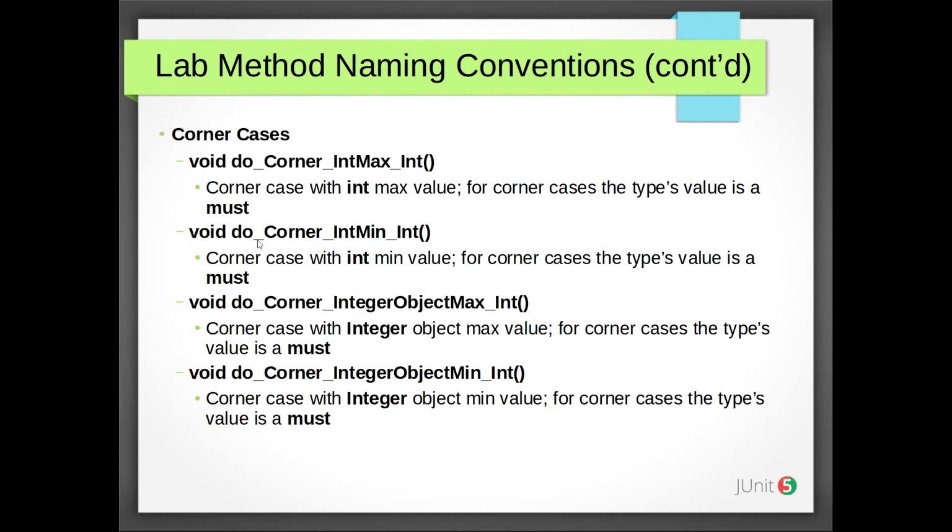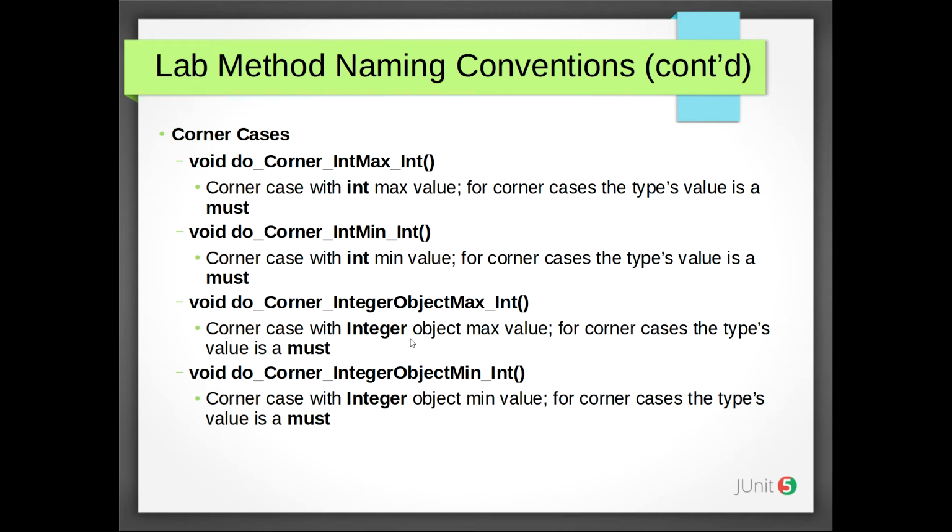For example, void do_corner_int_min_int. Corner case with int min value. For corner cases, the type's value is a must, so it just basically repeats what I said in the previous example. Here we could do void do_corner_integer_object_max_int. Here we're passing, in fact, an integer wrapper object and max value at that. For corner cases, the type's value is a must.